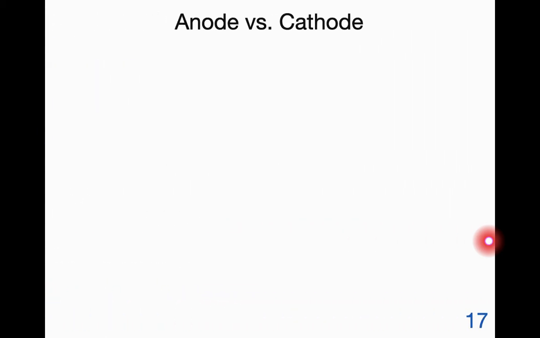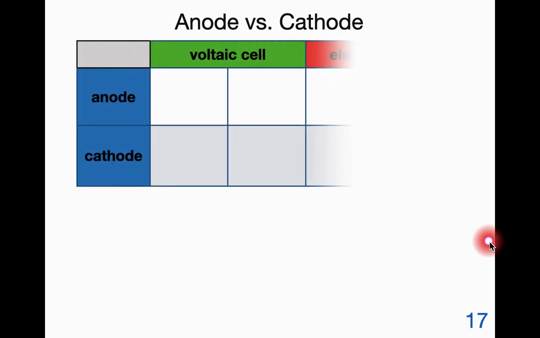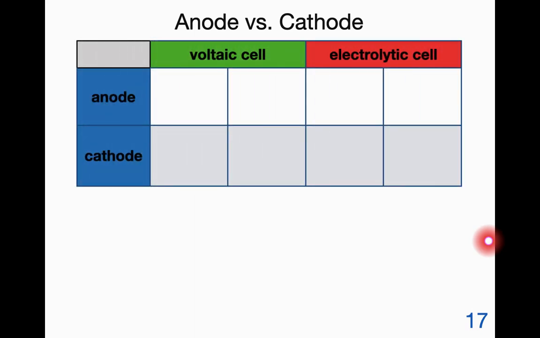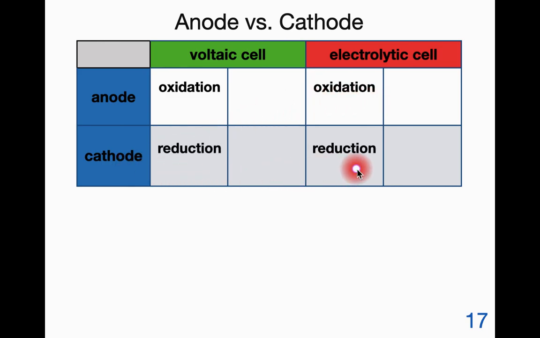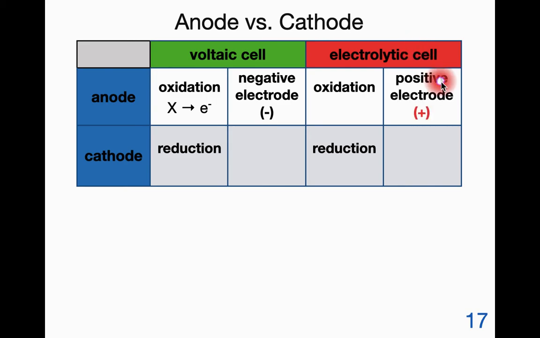Okay, let's compare anode versus cathode for the voltaic and electrolytic cells. Now, first off, the anode, whether it be a voltaic or electrolytic cell, is always the site of oxidation. Likewise, the cathode is always the site of reduction. What's different between them is the sign of the electrode. The anode is the negative electrode for a voltaic cell, because that's the site of oxidation. An atom loses electrons, and electrons are negatively charged. But for the electrolytic cell, it's the positive electrode, because it's hooked up to a battery. Things are going in the opposite direction.